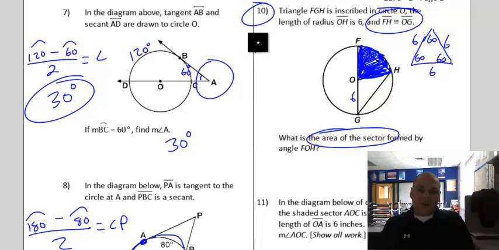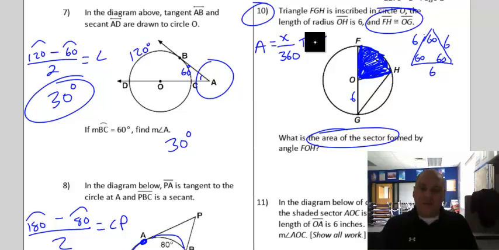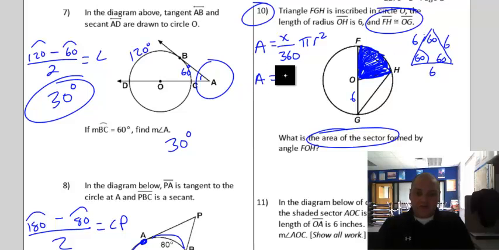So the formula for area of a sector is going to be x over 360 pi r squared. So pi r squared is the area of a circle, but we only want a portion of it. We don't want the whole circle. We just want a portion. And that portion is 60, right? 60 out of 360. So area equals 60 out of 360. We just said it was 60, right? And then pi, and then r is 6. So 60 over 360 pi r squared.